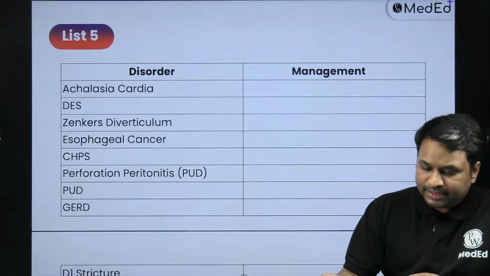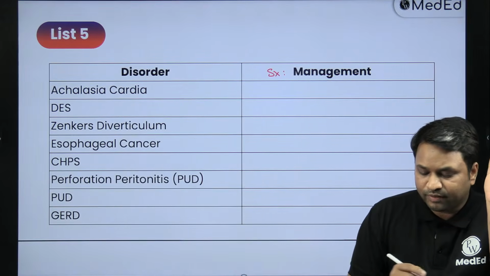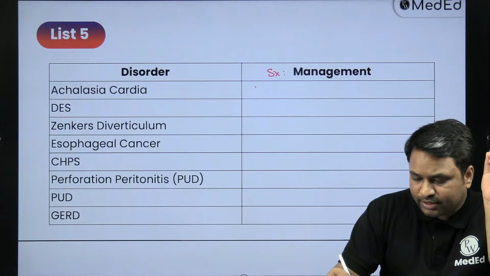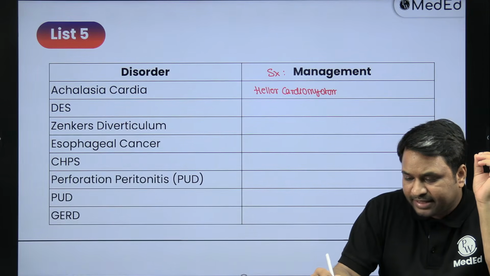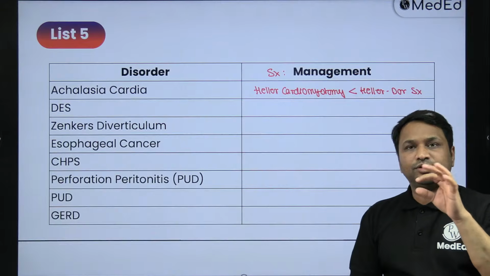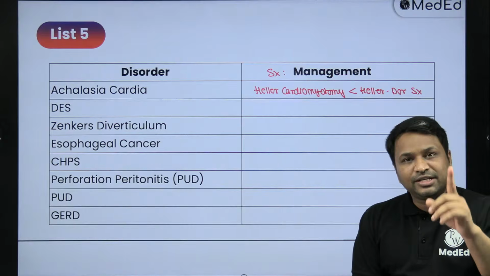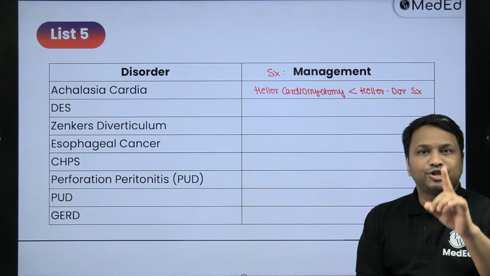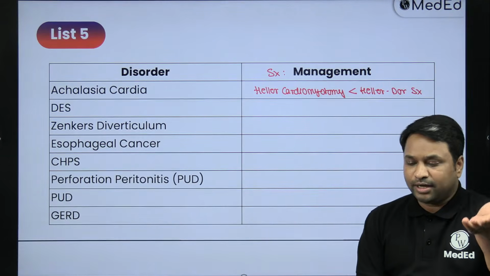Now, the disorders and the surgical management. We're talking about purely what is the surgical management that you have. For achalasia cardia, the surgery of choice is going to be your Heller cardiomyotomy. But in the exam, if they ask you which is a better one, then the answer is going to be Heller-Dor surgery. If you have attended my lecture, you would have noticed that Heller's cardiomyotomy causes GERD. To prevent GERD, you do a Dor surgery, which is a partial anterior fundoplication. So if you combine those two, that becomes the surgery of choice. That is your Heller-Dor surgery.